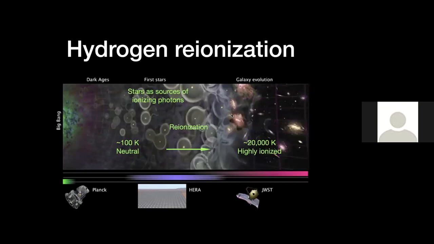So basically, we know from theory that the universe is neutral shortly after the Big Bang. And we also know from observations of the low redshift universe that the universe is highly ionized. So there must be something happening in between that reionized the universe. That epoch is called the epoch of reionization. It is generally believed that stars were the sources of ionizing photons that made reionization possible, but much is still unknown about how reionization occurred exactly.